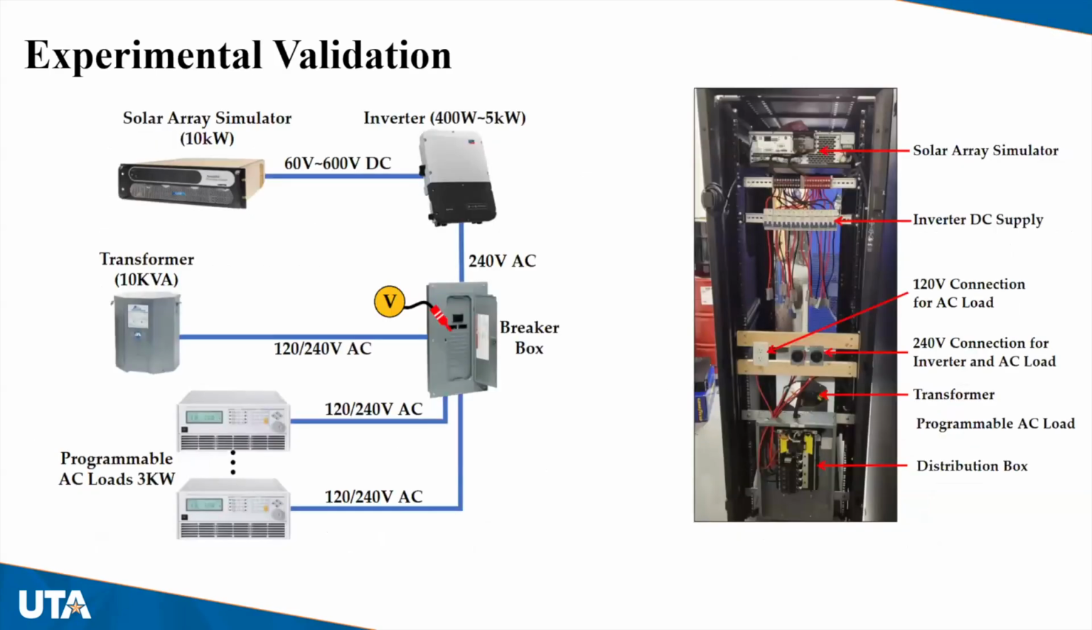So we verified this with some experiments. On the left side, I'm showing the setup of the experiment. So basically, you have a solar array emulator which can change how much power you get from the solar PV system. Then we have the inverters, which connect to a distribution panel. And we also have a distribution transformer. And instead of regular load, we put some electronic controllable loads. On the left is the illustration. The right shows the actual setup that we used.